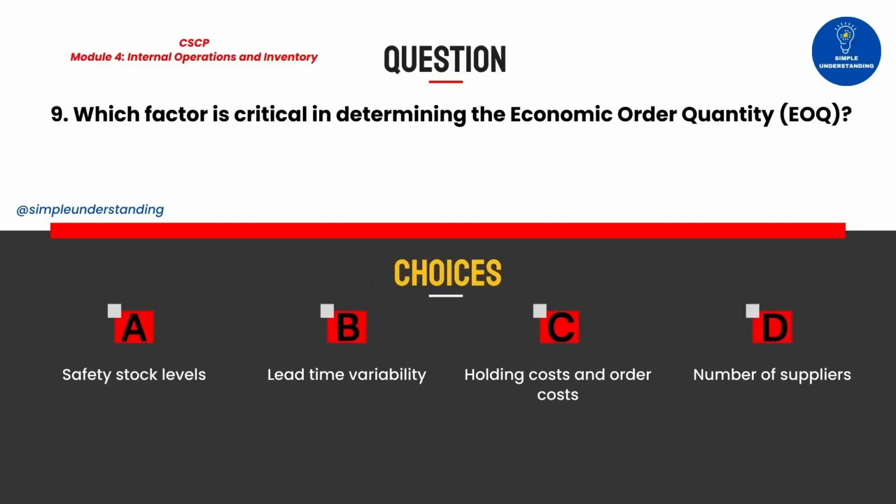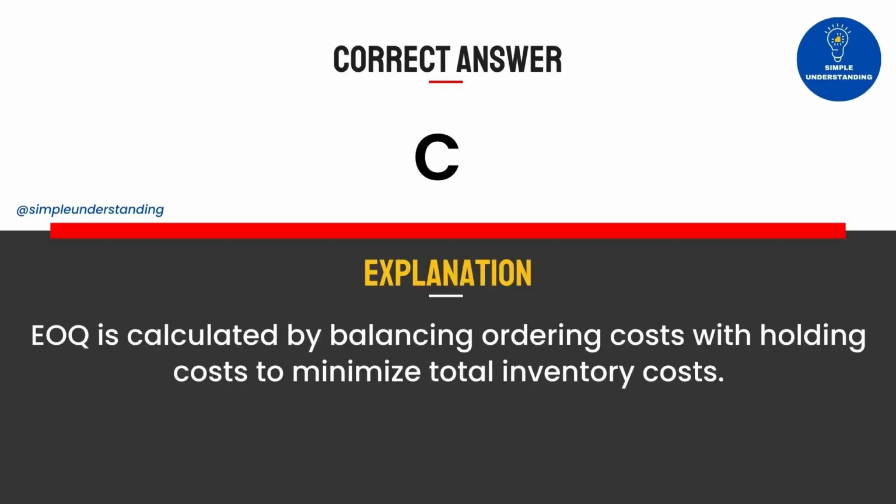9. Which factor is critical in determining the economic order quantity, EOQ? A. Safety stock levels. B. Lead time variability. C. Holding costs and order costs. D. Number of suppliers. Correct answer, C. Explanation: EOQ is calculated by balancing ordering costs with holding costs to minimize total inventory costs.